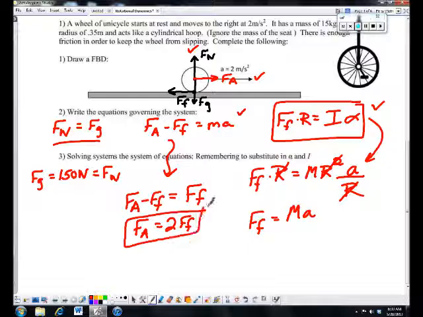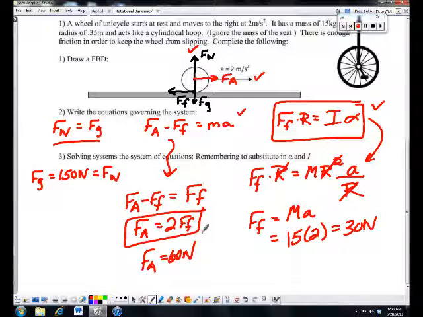That's one trick. The other one is I know what my force of friction is because M is 15 and A is 2. So there's my force of friction, 30 newtons. Here's my force applied, 60 newtons. And off we go. Now, I could also do some interesting questions.